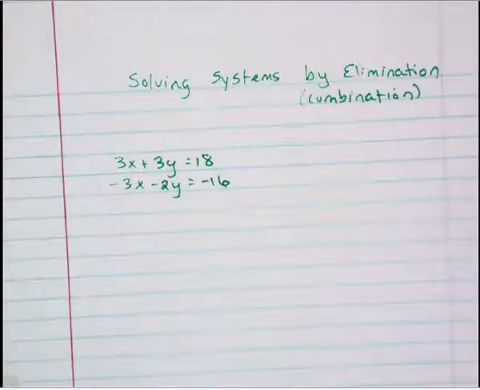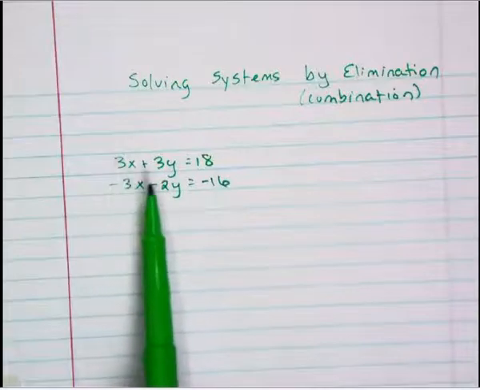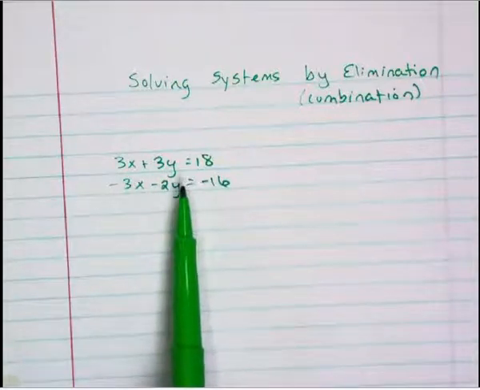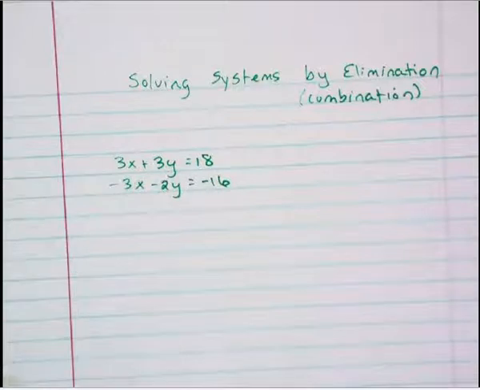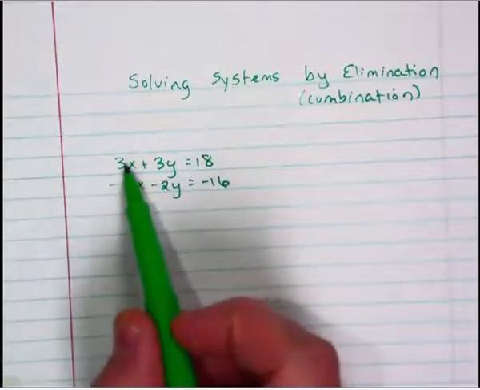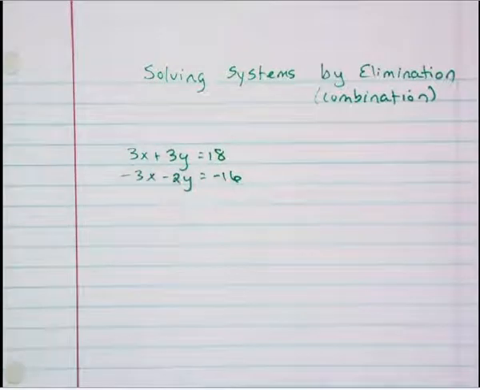In particular, I noticed that I have x's, and then I have y's, and then my equal signs, and then regular numbers on this side. In other words, everything is all lined up, which is really important. So, since I see that, the next thing I'm going to look at is, do I see any numbers here that kind of draw my attention? In particular, I see a 3x and a negative 3x. And remember that this is called the combination method, which means add.